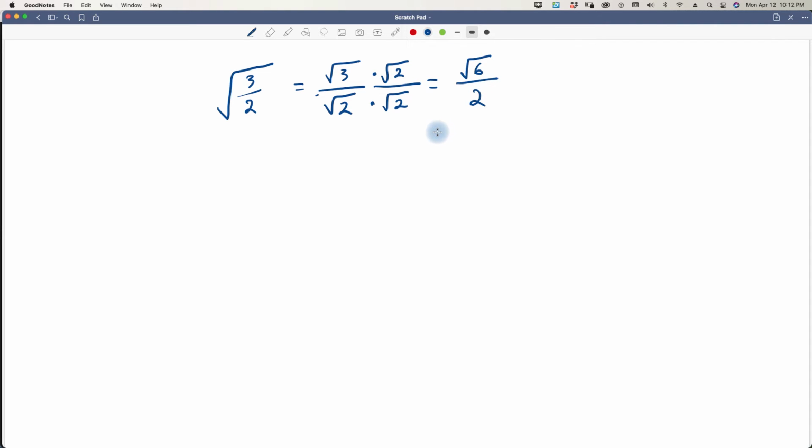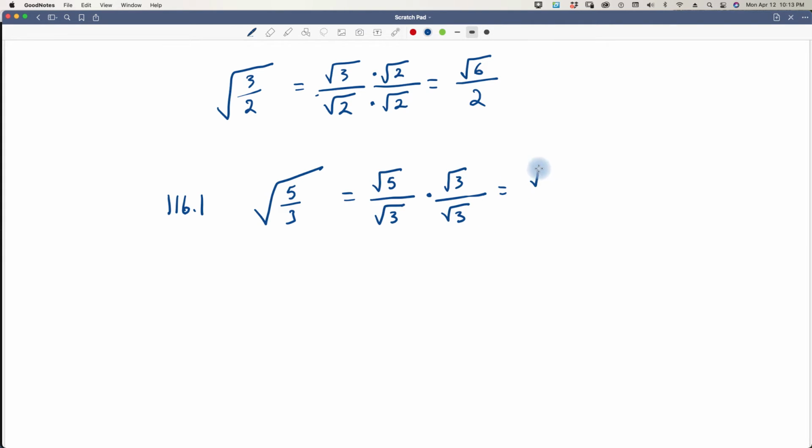So let's look at 116.1 and write this in simplified form. Well, we're going to do the same thing we did before. We're going to separate them into their own radical symbols. Then we're going to multiply times the denominator, right? And that's going to equal the square root of 15 over 3.